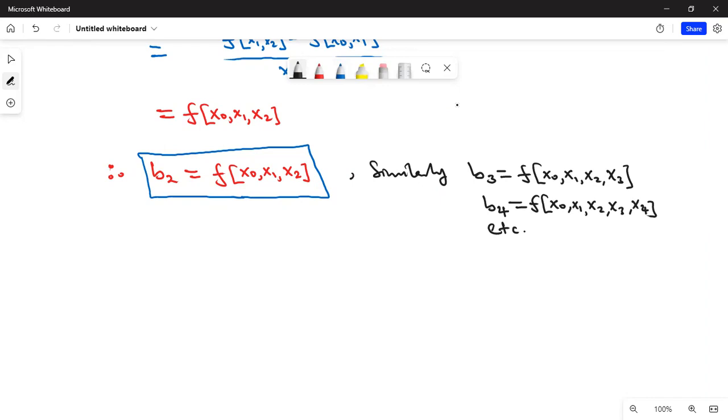So now that we know how to find the constants in our polynomial, you substitute them back and then you get your interpolating polynomial. Something that is also very important is that you need to know how to find those f of x naught, x1, x2, f of x naught, x1, x2, x3, x4, etc. from the divided difference table.